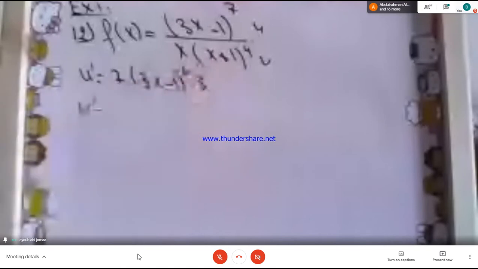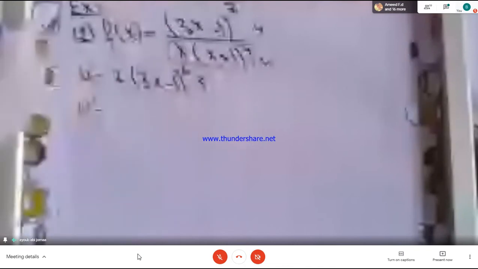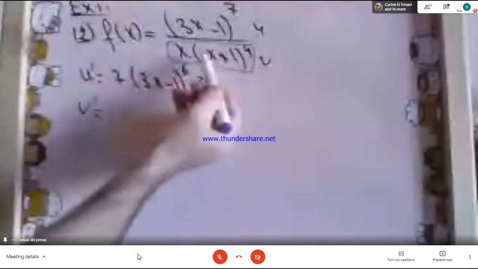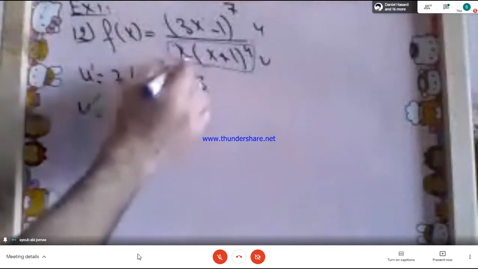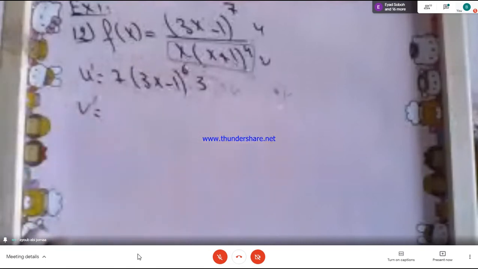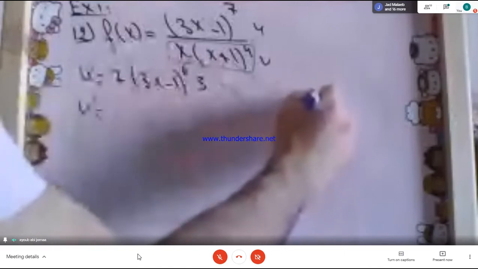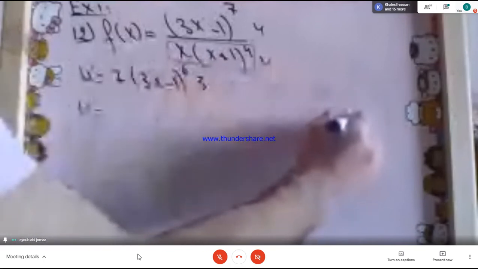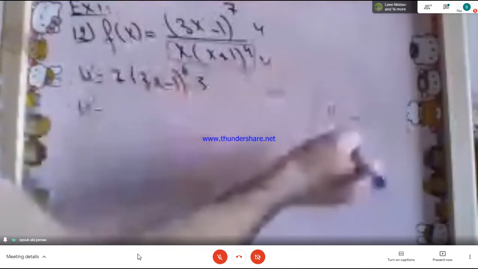Good. u prime, v prime on the side. But v prime, for this function v, it's also a product. It's also a product: x times x plus 1 to the power 4, similar to part 11. Here u is x, and this whole thing is v. u prime is 1, and v prime is 4 into x plus 1 to the power 3 times the derivative of x plus 1, times 1.